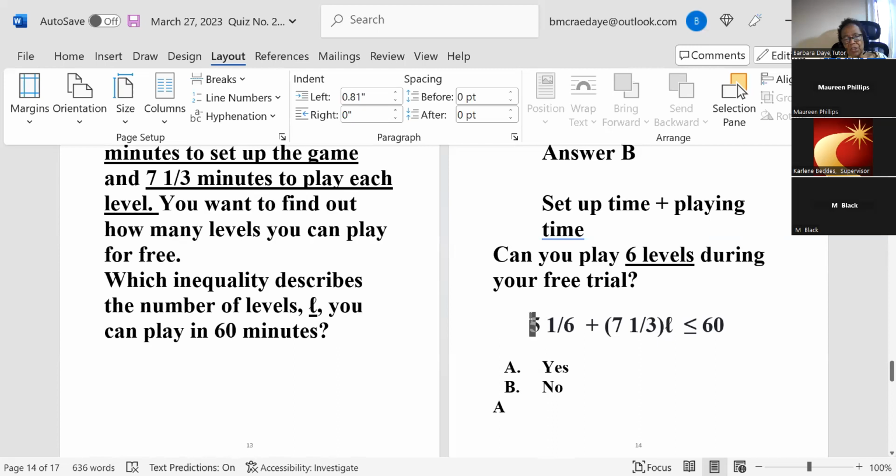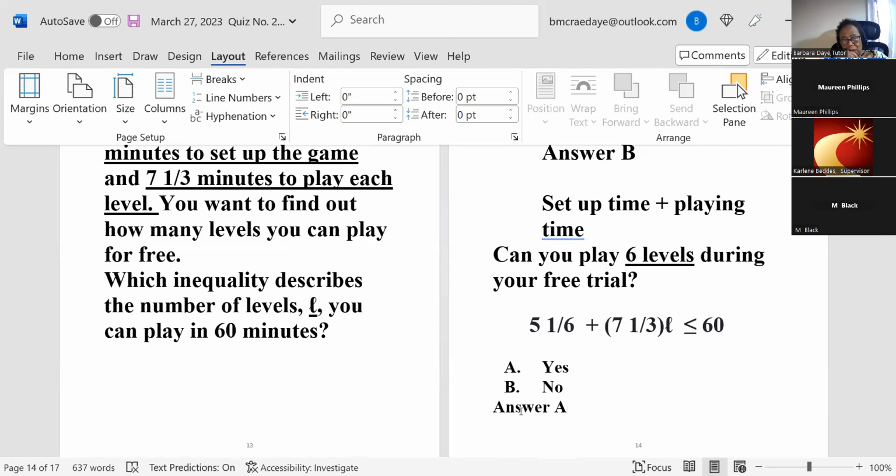And what's 42 and this whole number 5? Oh, you mean add the 5 to the 42? Yes, what is that? That's 47. Is that less than or equal to 60? It is less than, so your answer would be A. That's what I'm thinking. You can play 6 levels. Answer A. Maureen, you follow?